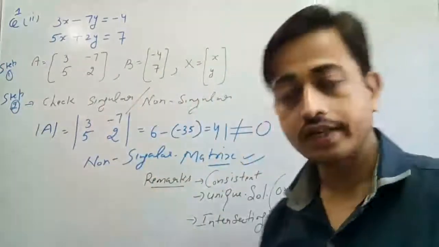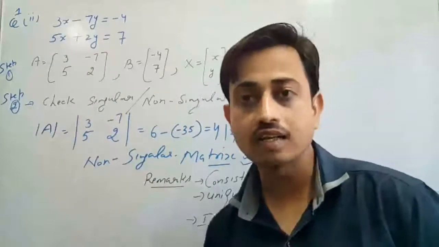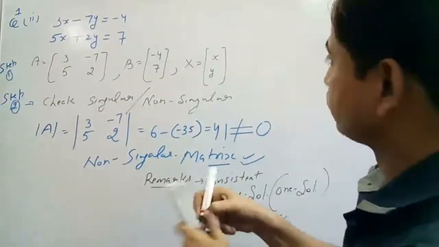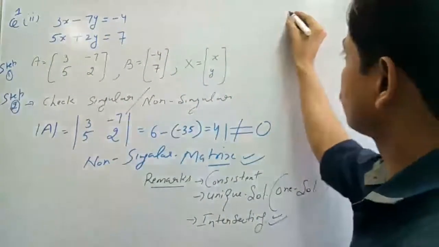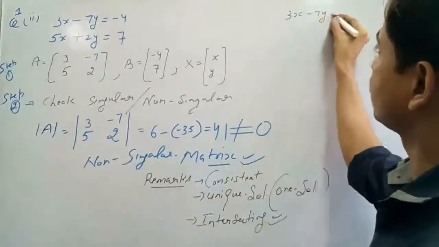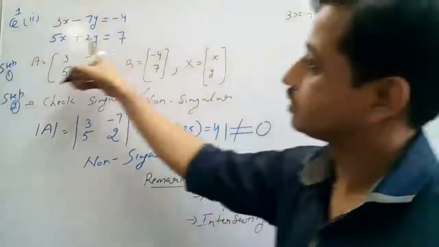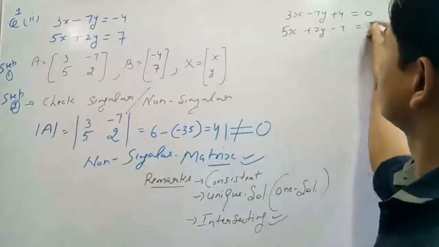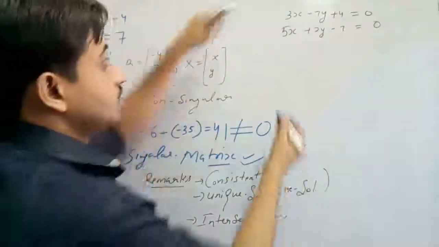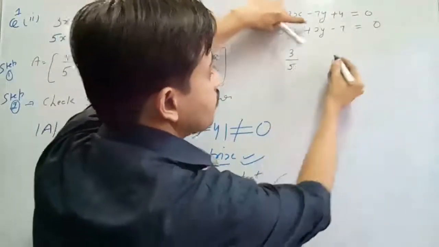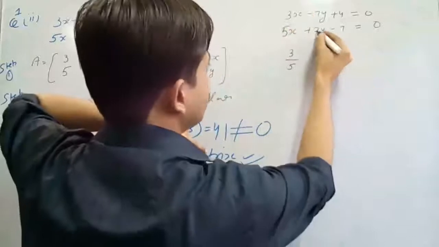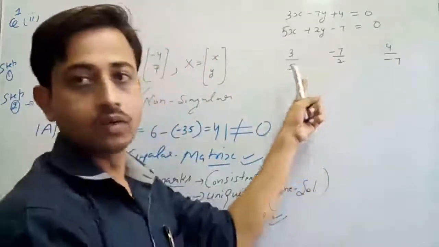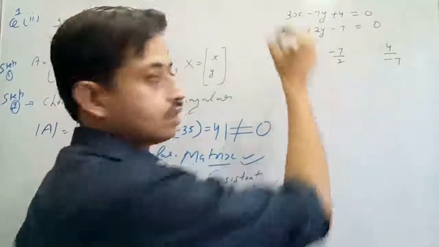The same you already did in class 10th. How can you check by the coefficients a1 by a2, b1 by b2 and c1 by c2? First step, we have to write in the form 3x minus 7y plus 4 is equal to 0. Same here, 5x plus 2y minus 7 is equal to 0. Then we have to divide the coefficients. In this, 3 by 5, then minus 7 by 2, and 4 by minus 7. And you know this is not equal.